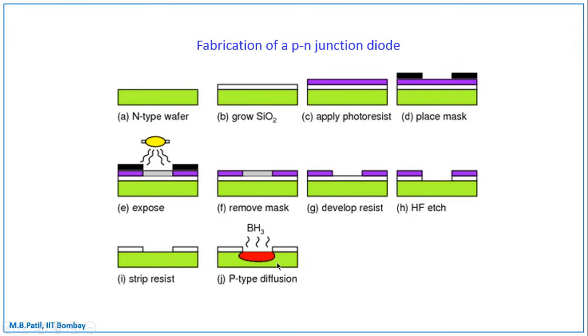After this, metallization is carried on. That means one contact is made to this region and another contact is made to this region. So that is how we have a p-n junction diode.